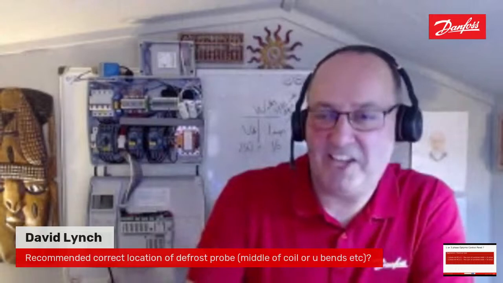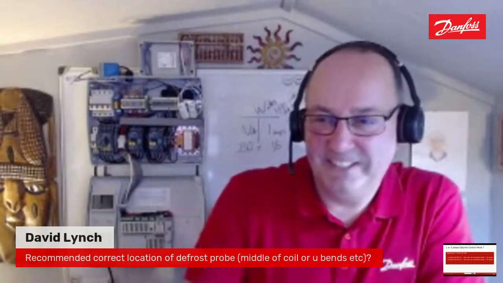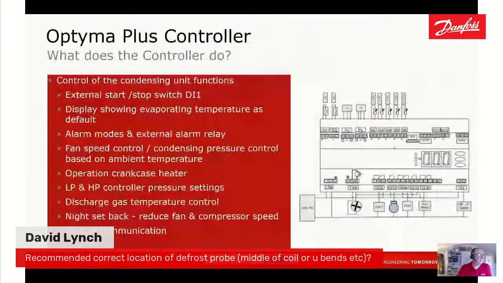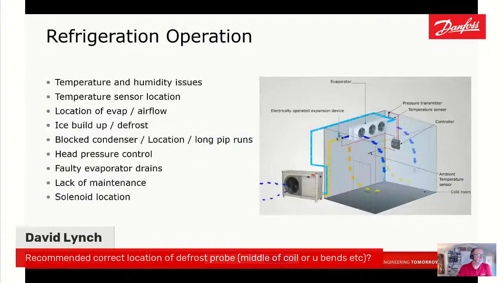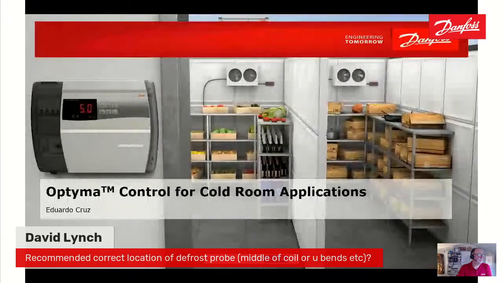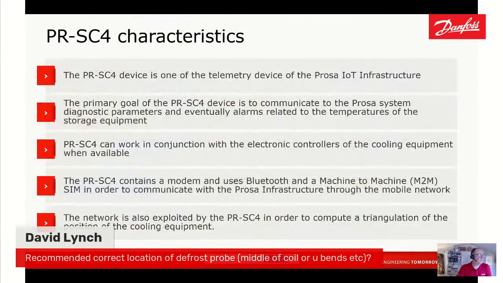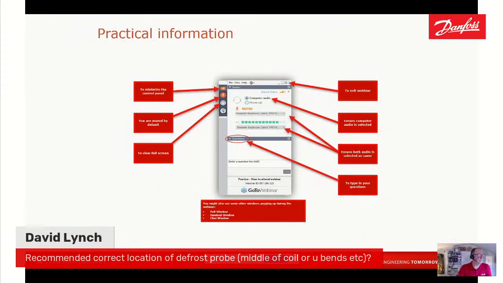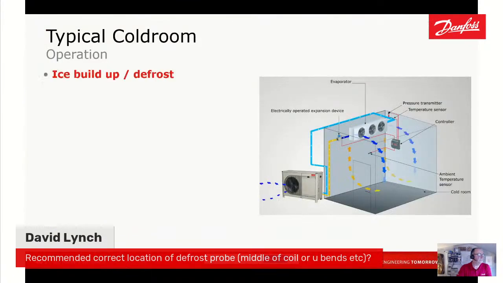David asks the $1 million question, and it is a $1 million question, David. Recommended correct location of defrost probe, middle of coil or U-bends, etc. Now, I have got a slide possibly hiding down the bottom here from a presentation that I did some time ago. And just bear with us while I flick through all the slides. I don't really want to minimize and find it because then I have to faff around with settings.